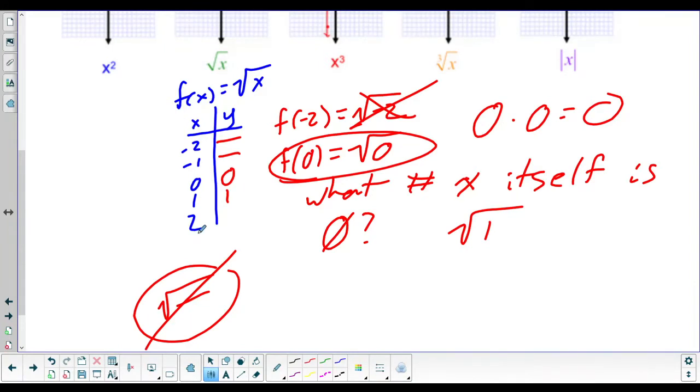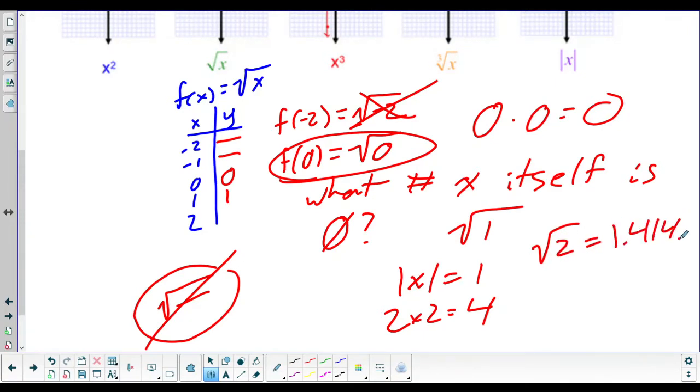Don't say 1, because 1 times 1 is 1, right? And don't say 2, because 2 times 2 is 4. The answer to what's the square root of 2 is 1.414 dot dot dot, and this thing goes on forever randomly. It's an irrational number. So that's an ugly number, right? We're not going to want to do that.